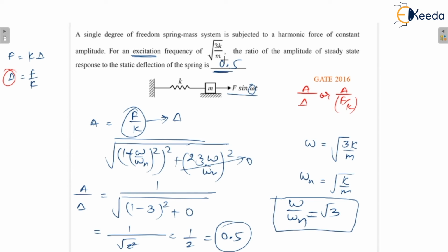So I hope you will not get any doubt here in this question. Everything must be clear. Okay, 0.5 would be the correct answer.